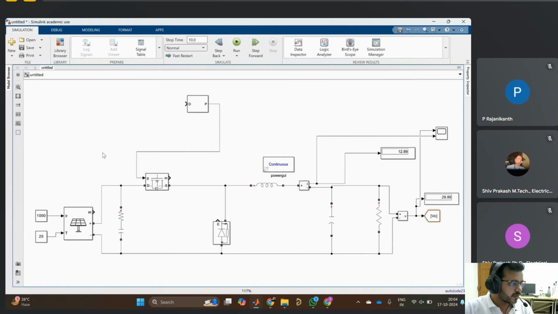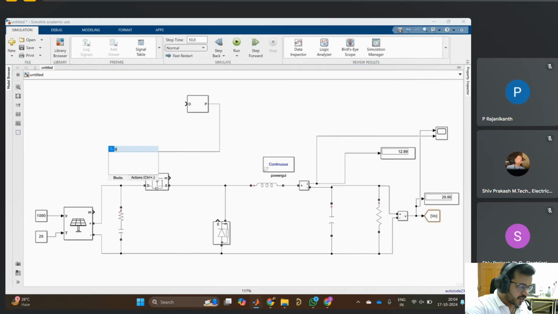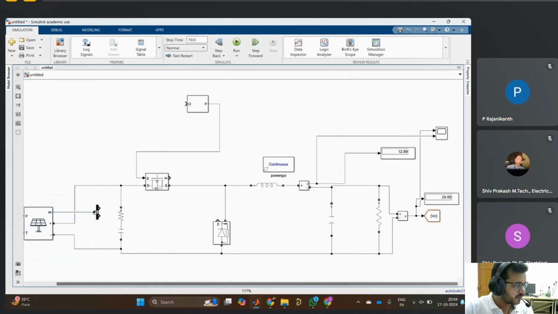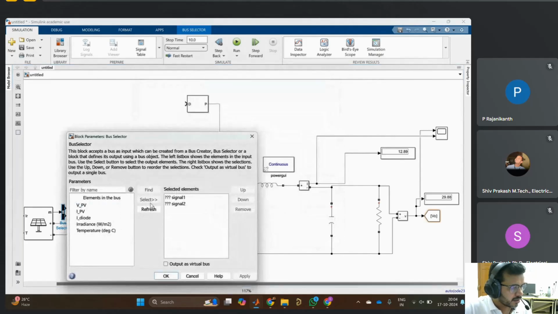Take an input of this one, the measurement. This will give M, the measurement of the PV array. Take a bus selector to select the voltage and current of this one. Then it gives the current signal 1, and signal 2 is there. Take signal 1 as a voltage, signal 2 as a current.